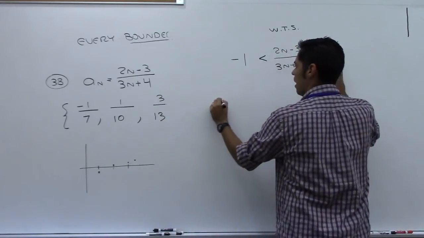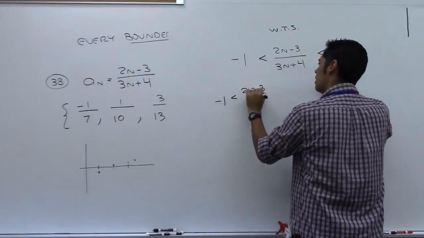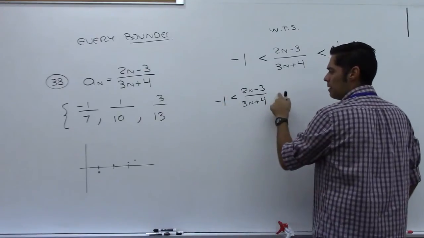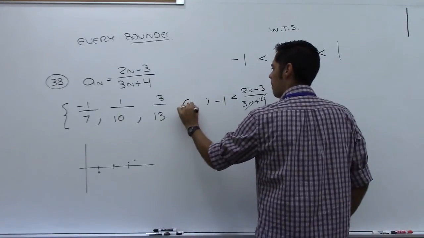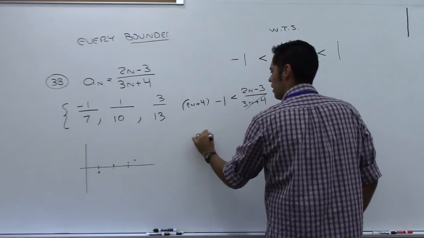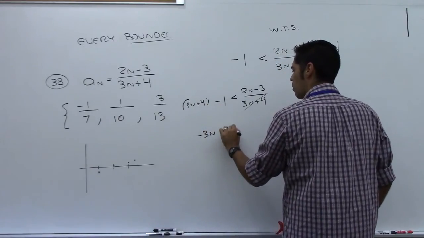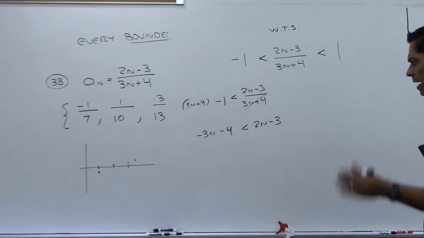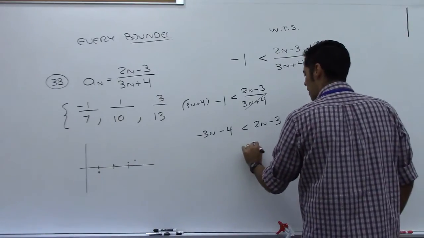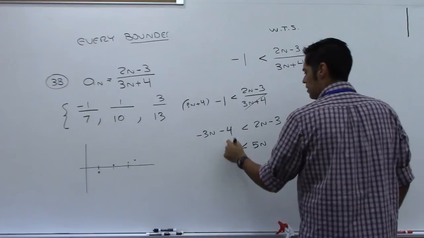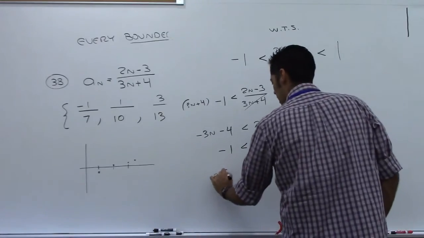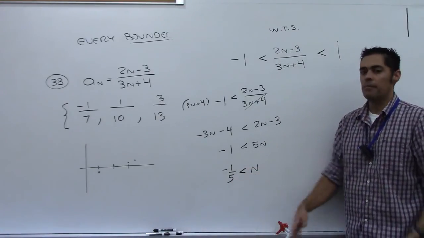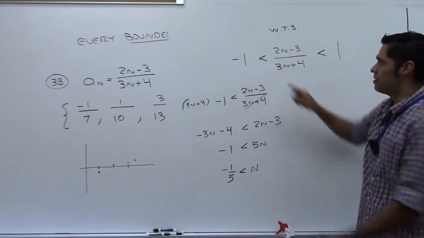So let me start with this left side. Is negative 1 less than (2n minus 3) over (3n plus 4)? All right, well, I'll multiply both sides by 3n plus 4. And when I distribute through, I get negative 3n minus 4. Over here, all that's left is 2n minus 3. And let me get all my n's on one side. So I'll add 3n, I'll get 5n. And then I'll add 3 to both sides, and I'll get negative 1. And then negative 1 divided by 5 is less than n. Is n always bigger than negative 1/5? Yes, because it's a sequence. So this side checks out.